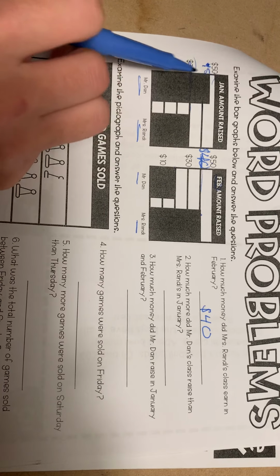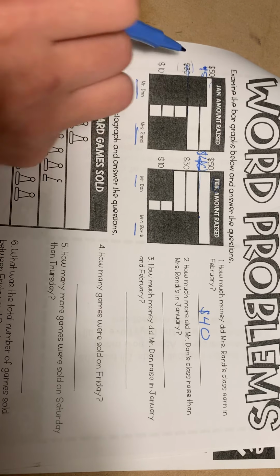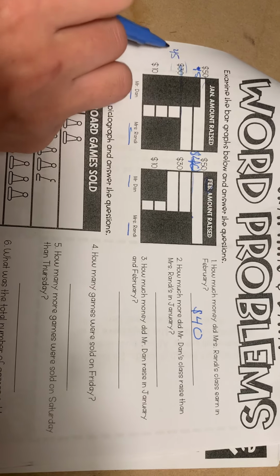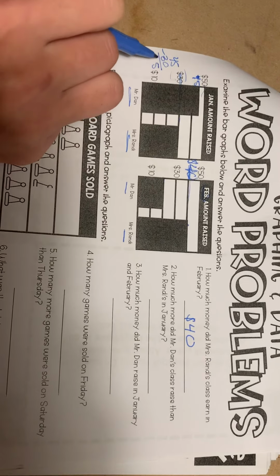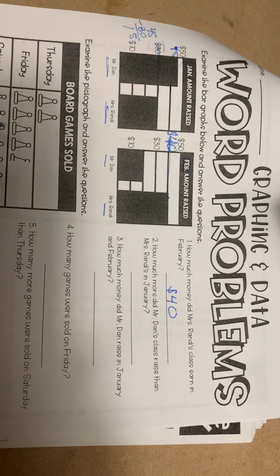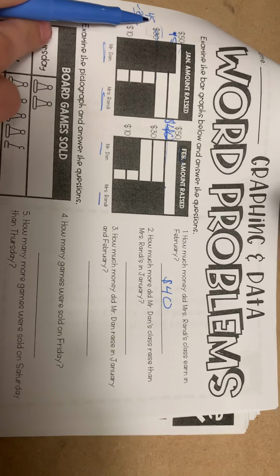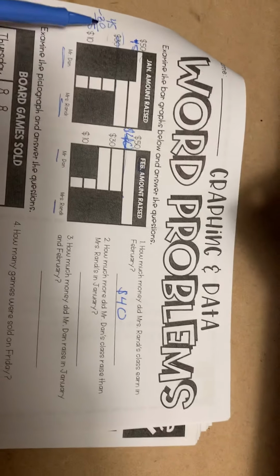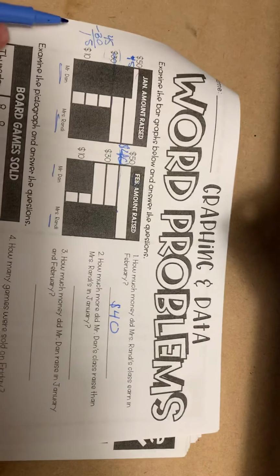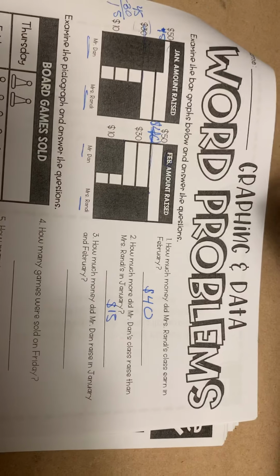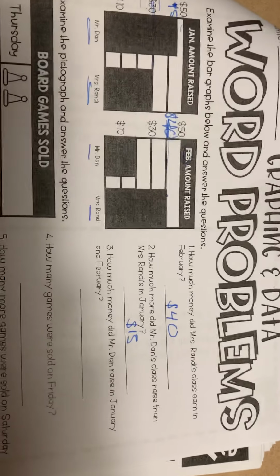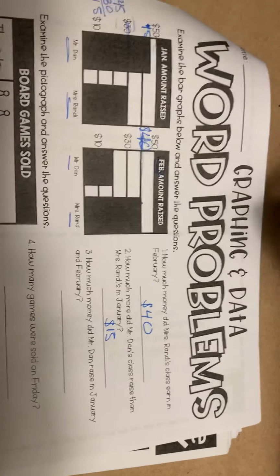To figure out the difference between 45 and 30, we would have to subtract. Remember, every time there is a difference, we subtract. So we do 5 minus 0 is 5, 4 minus 3 is 1. So he earned $15 more in January than Mrs. Randy.